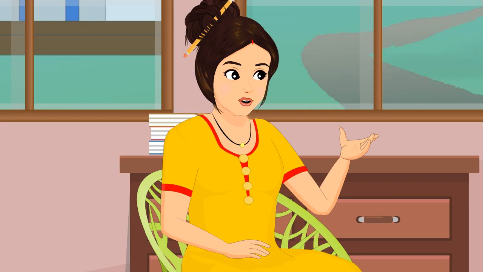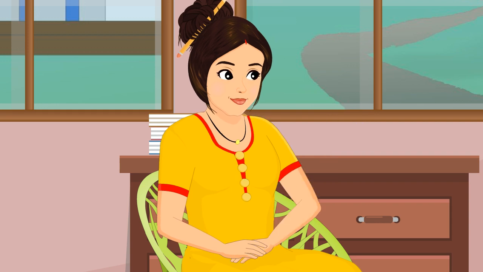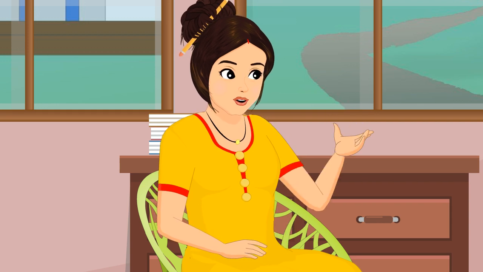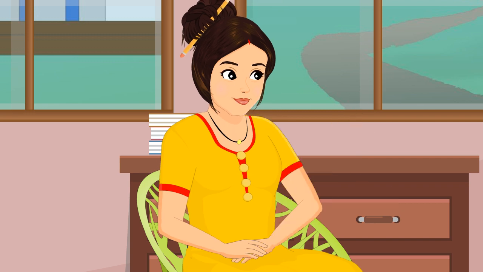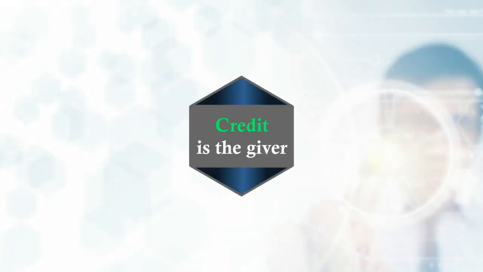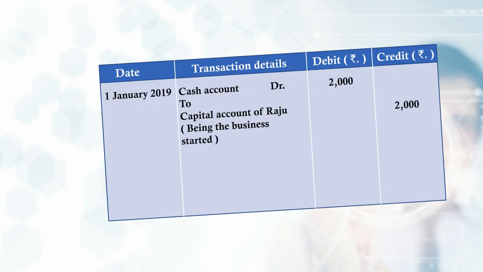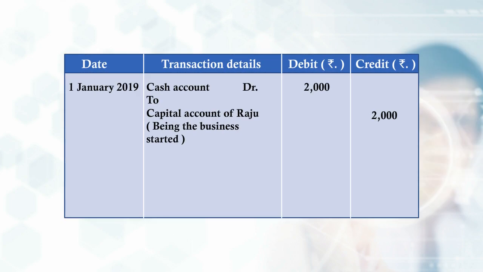Raju's contribution is capital he gives to his business and hence is a personal account that needs to be credited. Again, remember, credit is the giver. So, this transaction will be entered in the general journal, assuming that it is done on 1st January 2019.